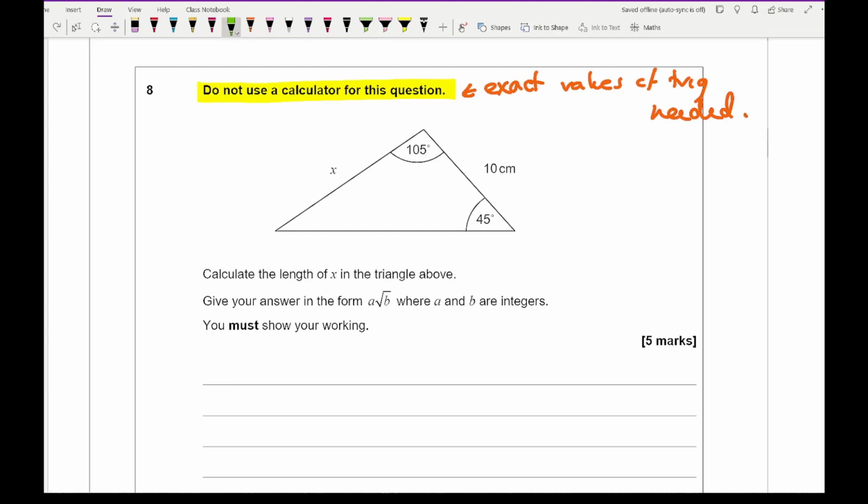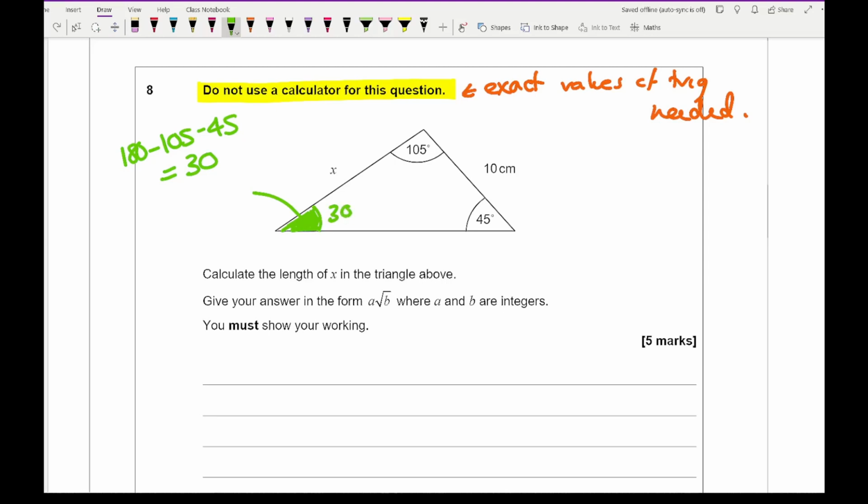So for this question, what I'm needing to use is the sine rule because I've got two angles and a side. Now the opposite sides are what I need, so I need to first of all work out what this angle here is going to be. Now because I know the other two angles inside the triangle, I can easily work that angle out by doing 180 minus 105 minus 45, which is 30.